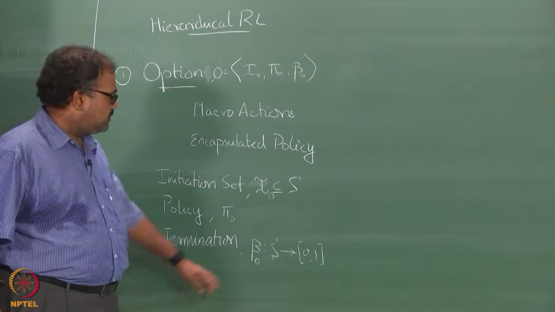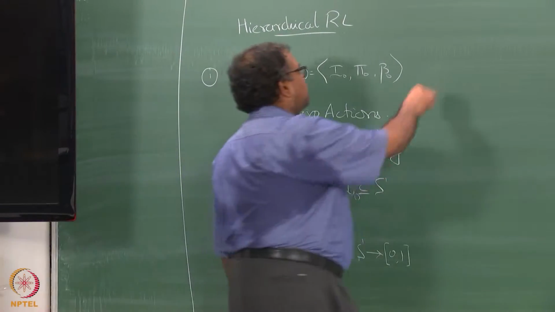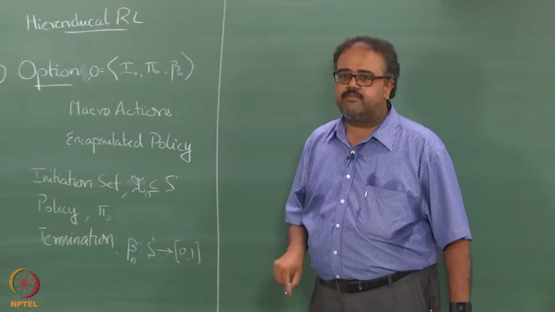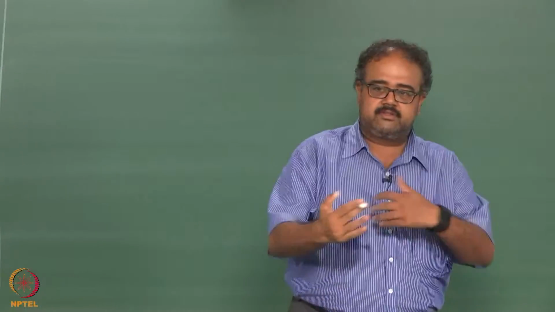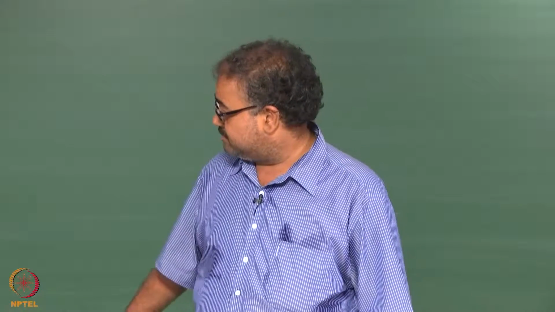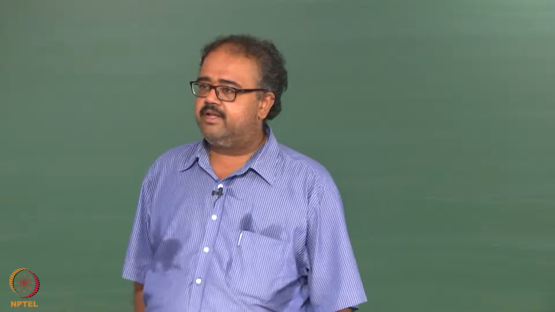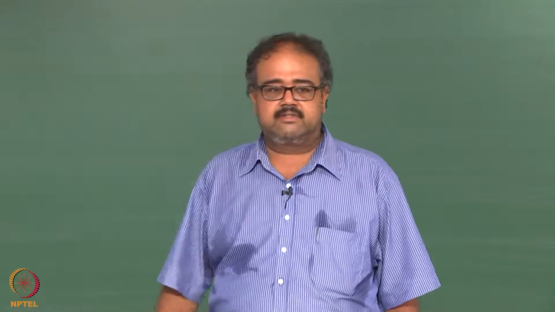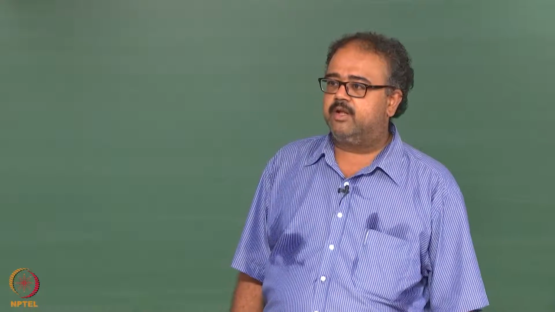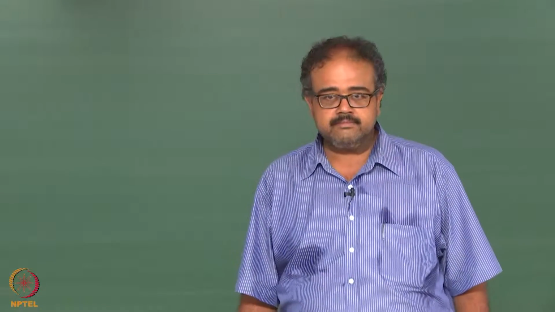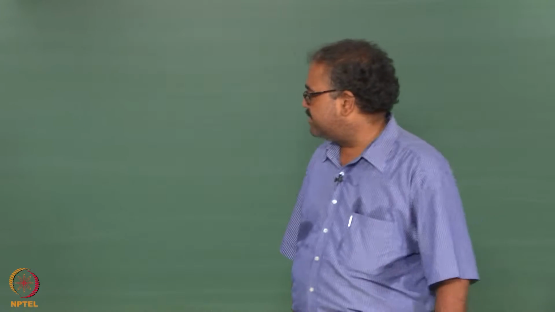So this probabilistic definition of options was actually introduced more for mathematical convenience, so that they could show some proofs more elegantly. In practice, when you define these options, you typically make the probability of termination 0 or 1. 0 means it does not terminate, 1 means it terminates. So you can think of it as an indicator function that indicates whether the state belongs to the termination set or not. You can think of the initiation and the termination being sets.